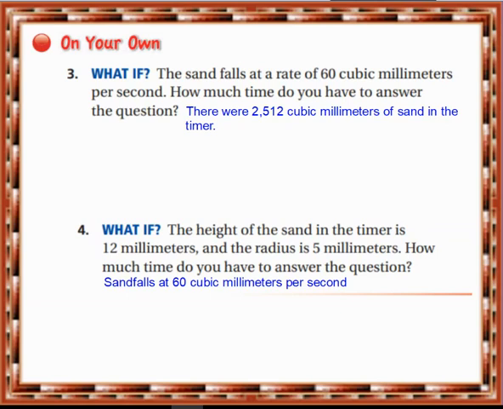All right, here are 2 that you can try. The first one's just asking you to find out how much time you would have if it falls at 60 millimeters per second. And then the second one changes the volume of the sand. So we're going to start over with our volume formula there. Okay, so you can pause the video, try these problems, and then check your answers.